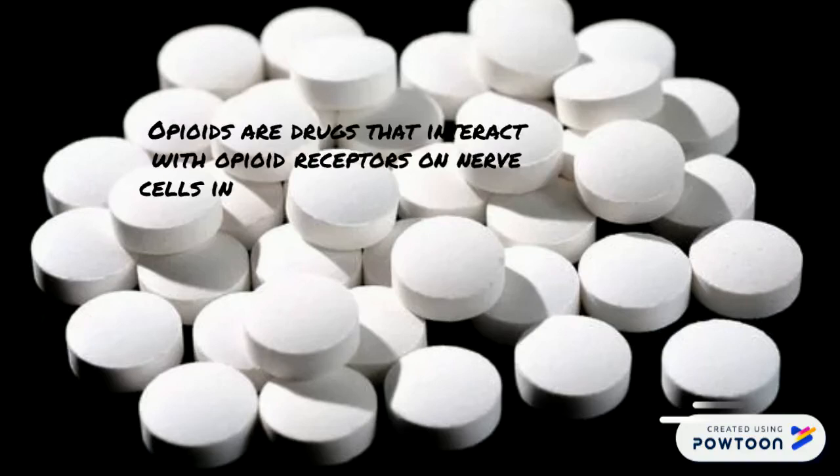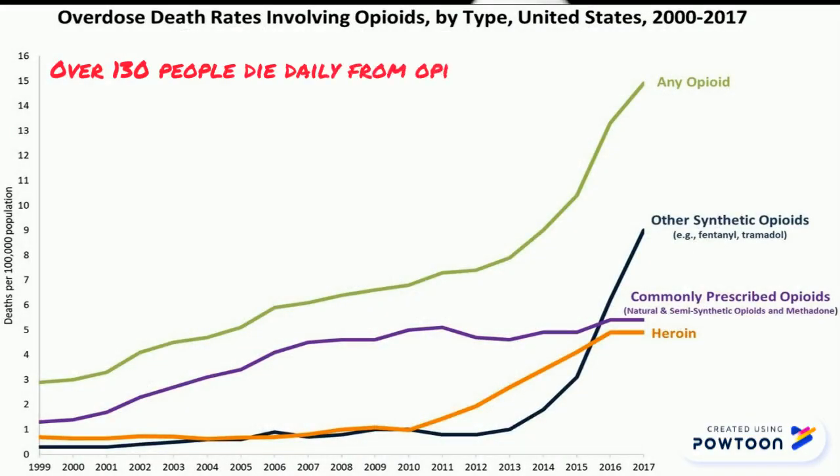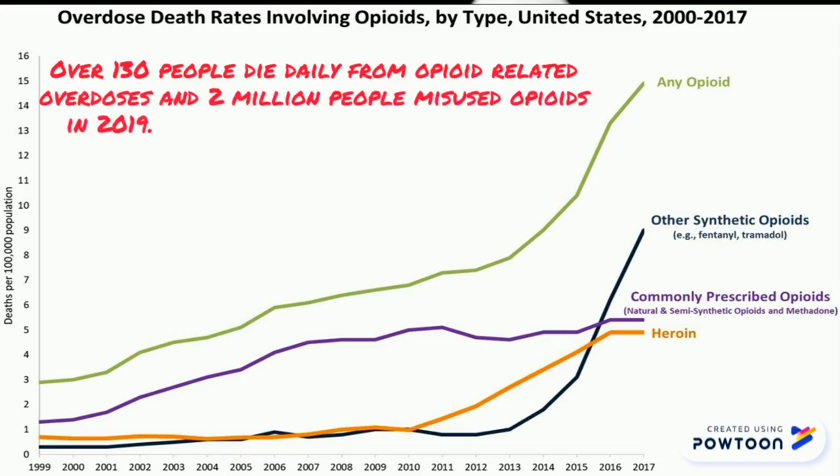Over 130 people die daily from opioid-related overdoses, and 2 million people misused opioids in 2019. Almost 16,000 people died in 2019 from opioids. This is a serious problem.